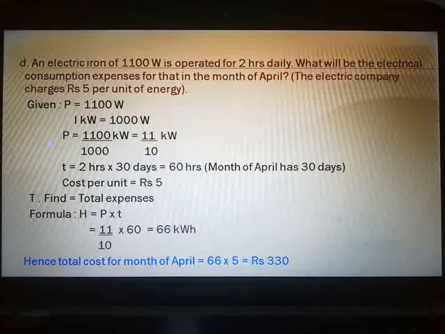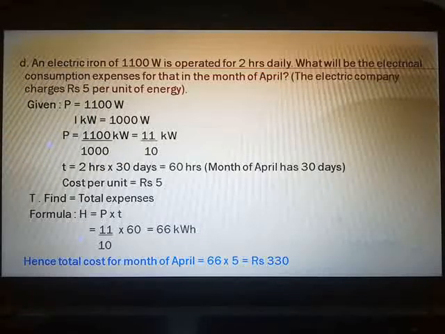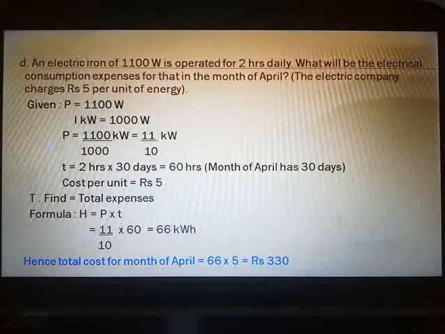I hope here the main thing you have to take care of, you can see in sums C and D, the main part is conversions. You know that you have to find in units. So compulsorily you have to convert watt into kilowatt, and hours you can keep as it is. So with the conversions part, be very careful.